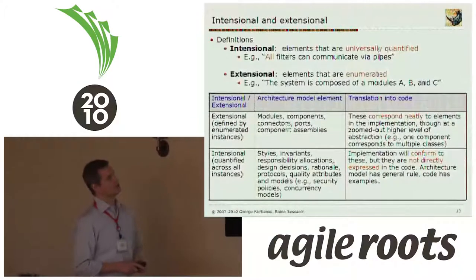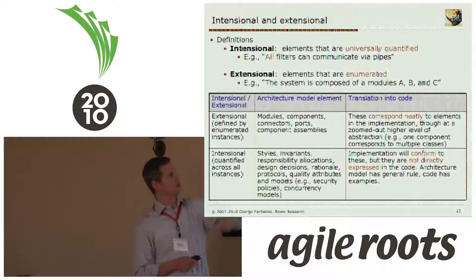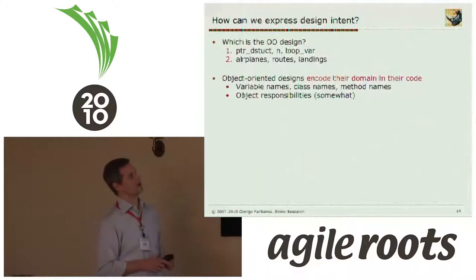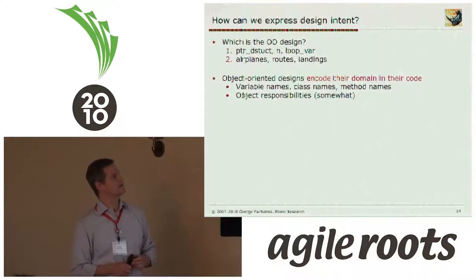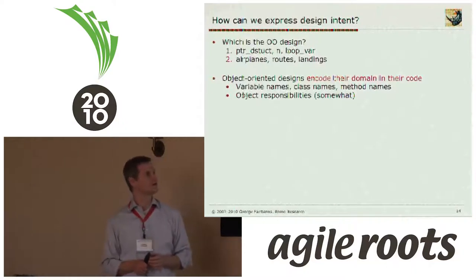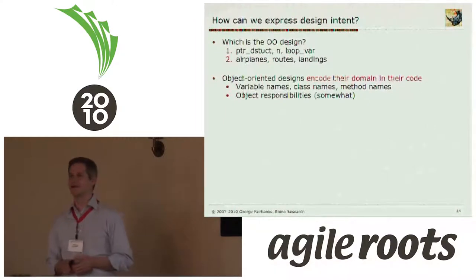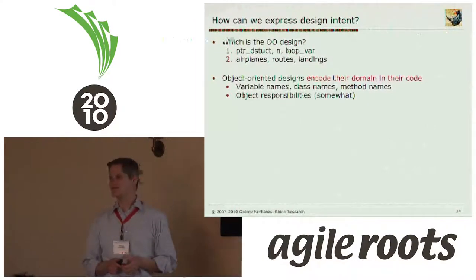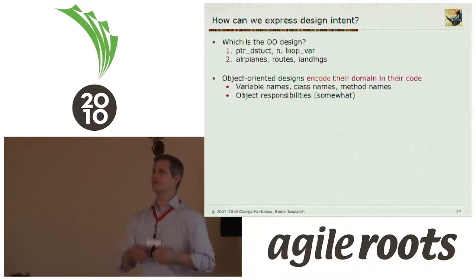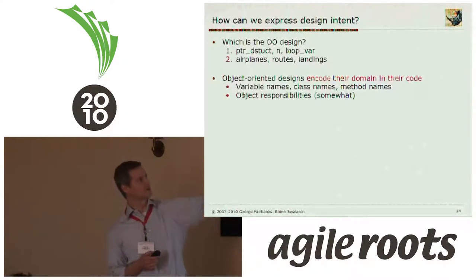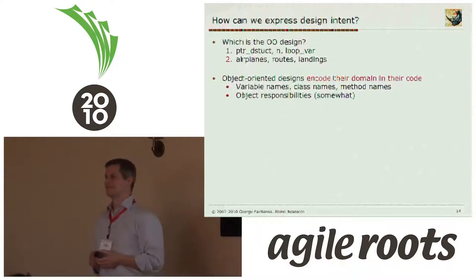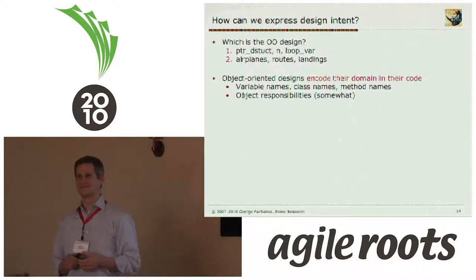So let me ask you a question. Which of these two, number one or number two, is the OO design? The first one has a pointer to a destruct and a loop bar, and the second has airplanes, routes, and landings. Two. Yes, thank you very much. Now, why is it that number one is not the OO one? Objects. Okay, so why does the second one describe objects? Why do you think those are real airplanes? Well, they're abstractions. There are no abstractions in the first one.